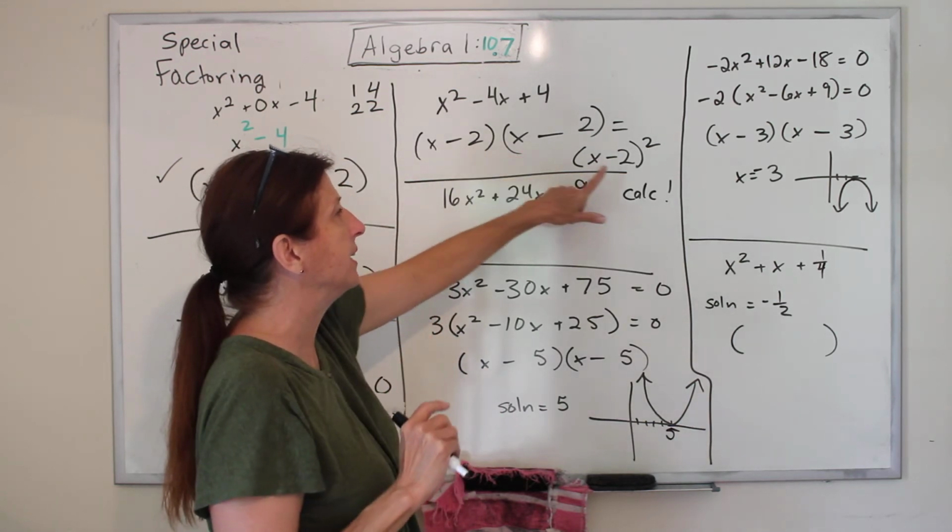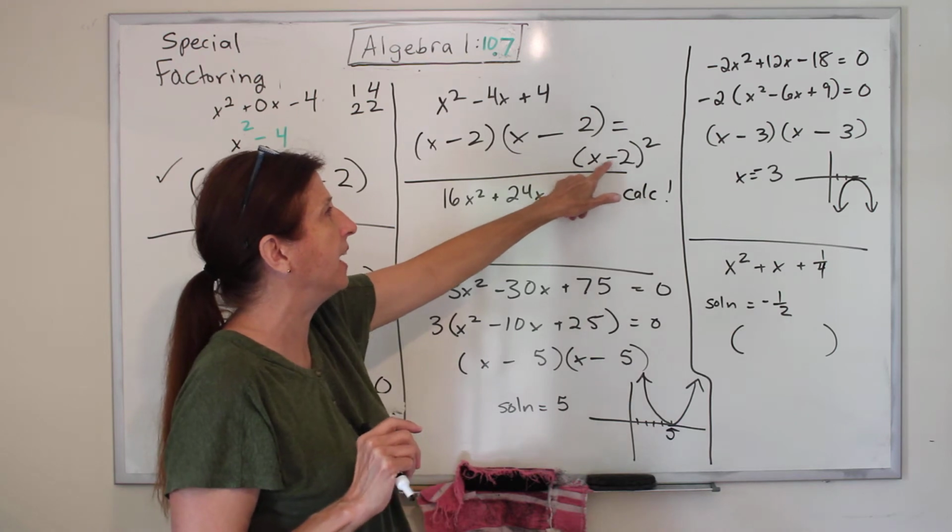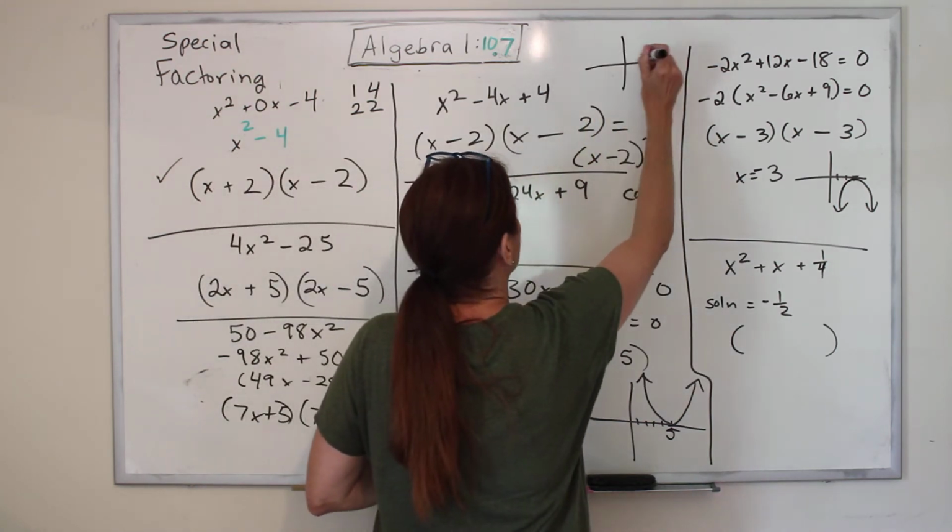This parabola is sitting on the line at 2 because it only has one answer.